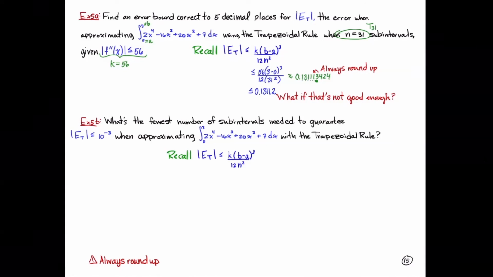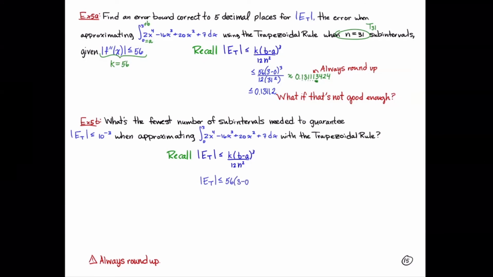Okay. So let's flip this around. Let's say that we know we want our error to be less than 10 to the negative 3. How many subintervals do we need in order to guarantee that? So let's start with our error bound. The size of our error is less than or equal to, our K is 56.